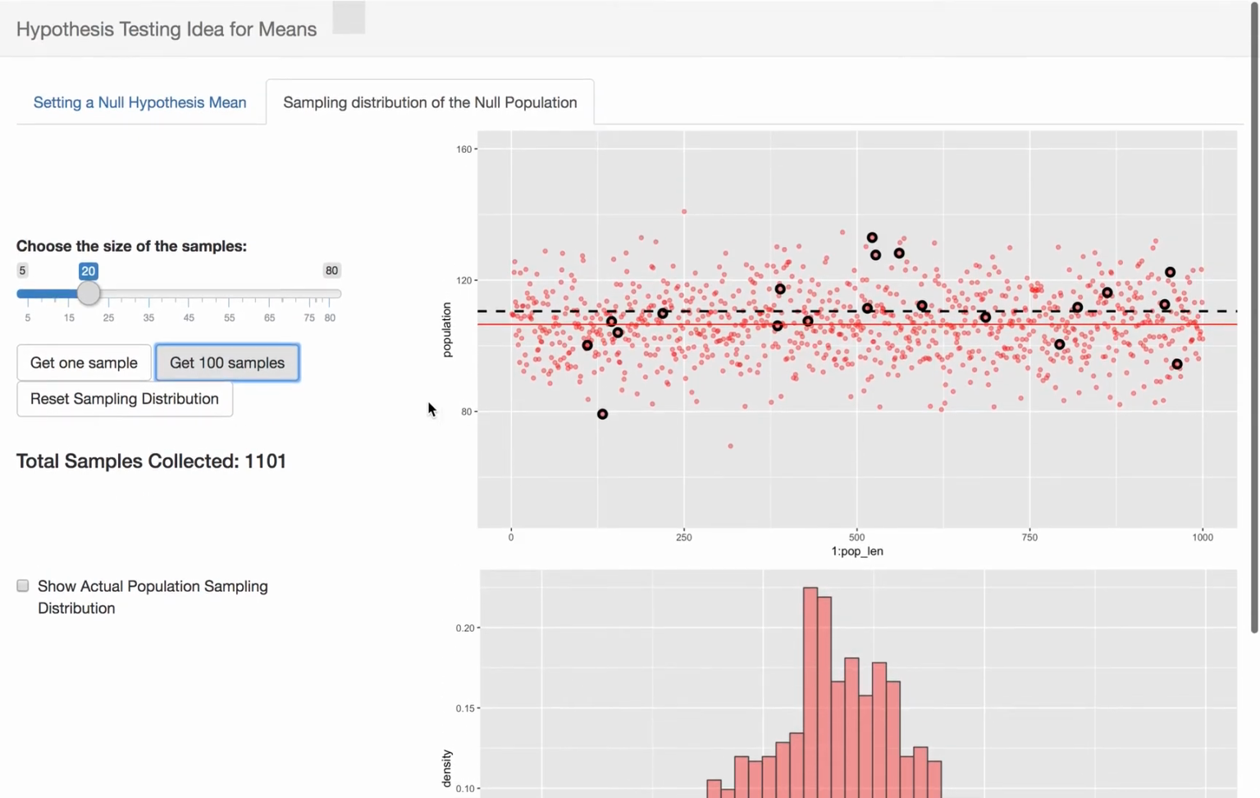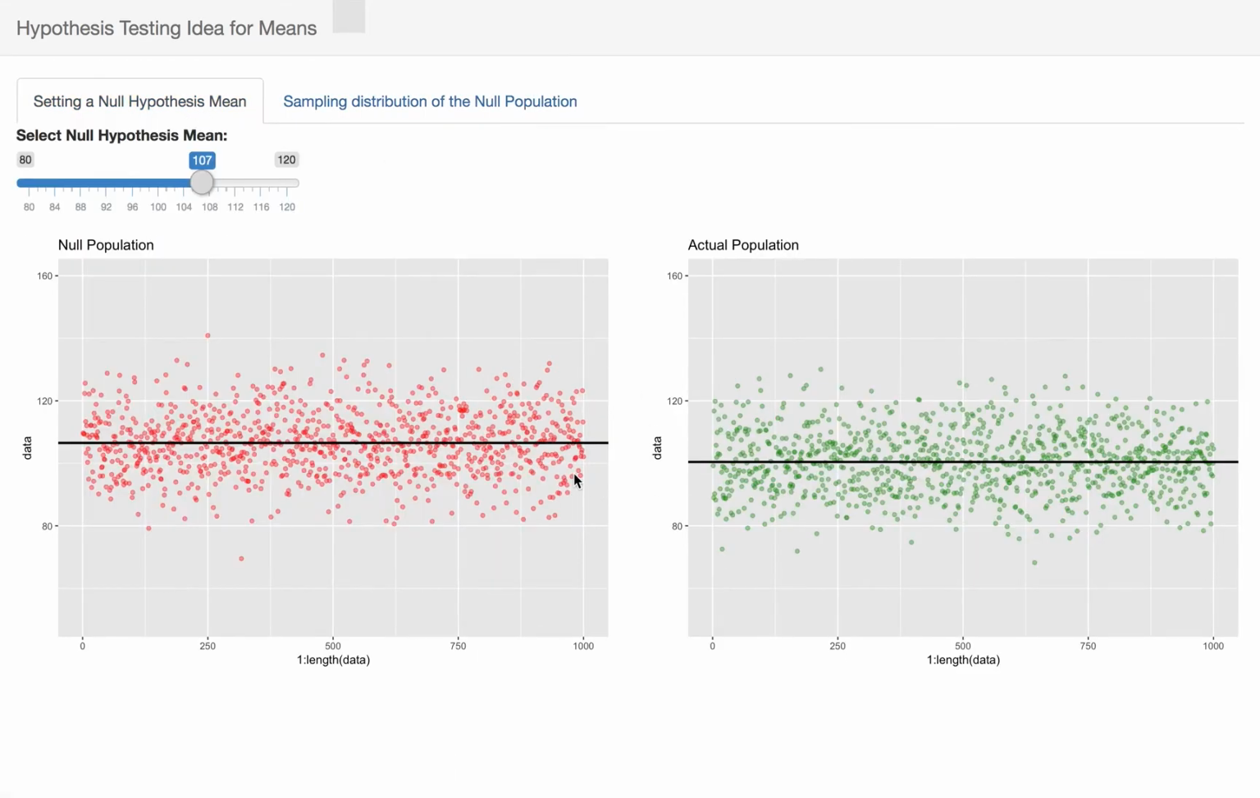Now, what happens here, ahead of time, we figured out that our null population, we can see, is not going to be the same as our actual population.